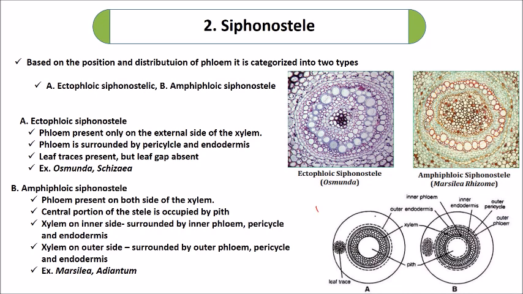This is also the diagrammatic picture of ectophloic Siphonostele, and this is amphiphloic Siphonostele, where the xylem is surrounded by phloem, and here the xylem is surrounded by phloem, inner phloem and outer phloem.